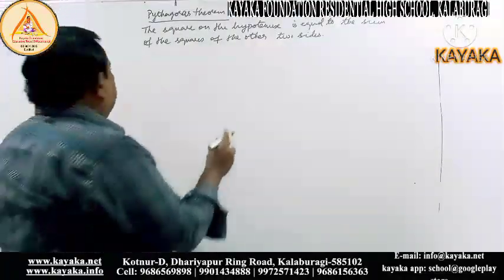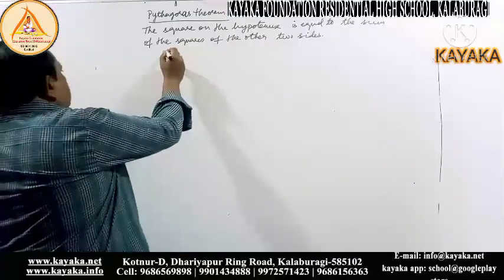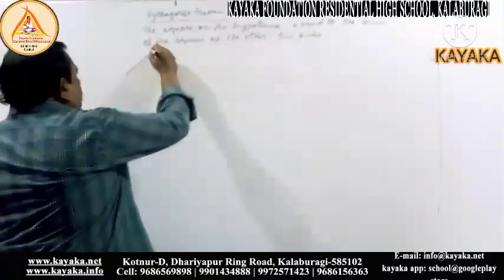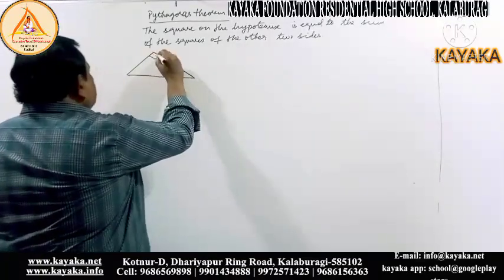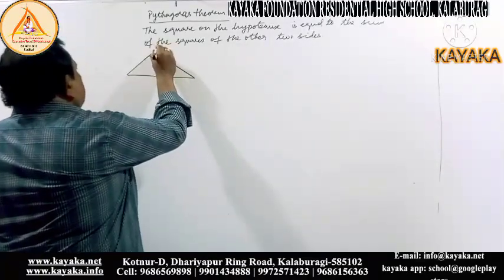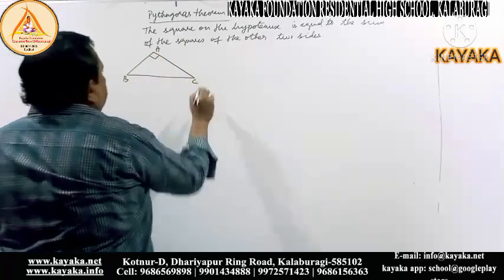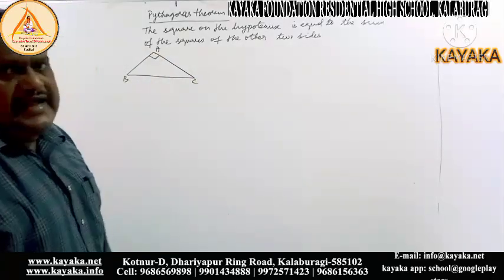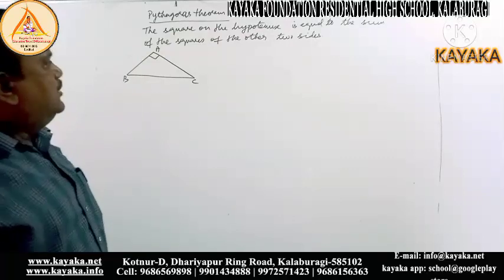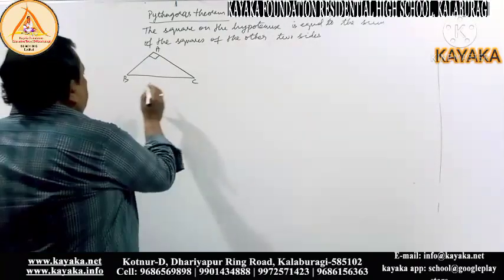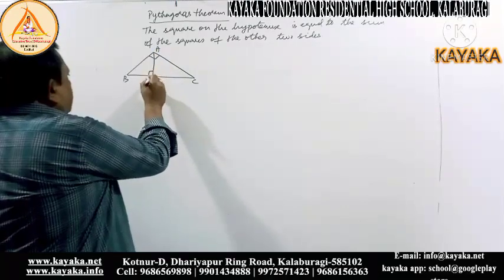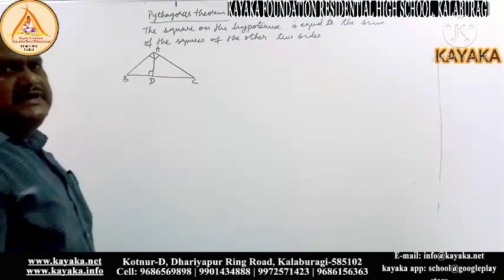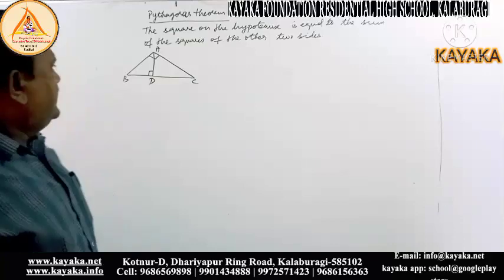Okay, I draw the diagram for you. So here it is like this. You draw a right angle triangle like this. Mark this as ABC. ABC is the right angle triangle. Right angle at A. Okay, what you are doing is we are dropping a perpendicular from here. Let it intersect at the point D here.